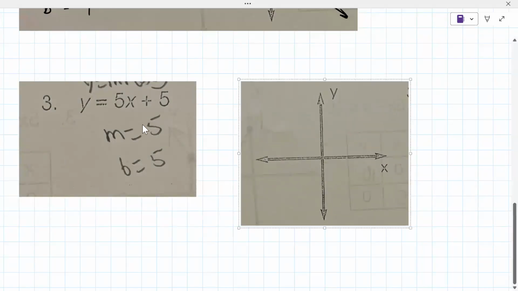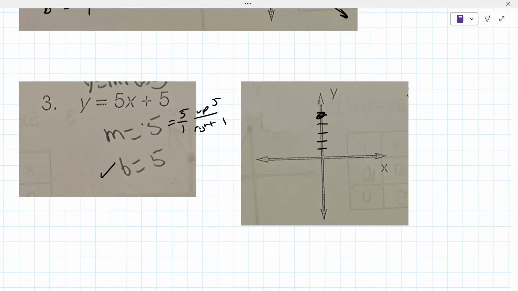So the slope is definitely 5. It's really 5 over 1. That means it's up 5 and right 1. And the B value is 5. That's correct. But that means you're starting at 1, 2, 3, 4, 5. That's the B value. That's where you're starting. And then you're going up 5 from there. You're going up 5. 1, 2, 3, 4, 5, and then right 1. So there's your next point. So it looks something like that.